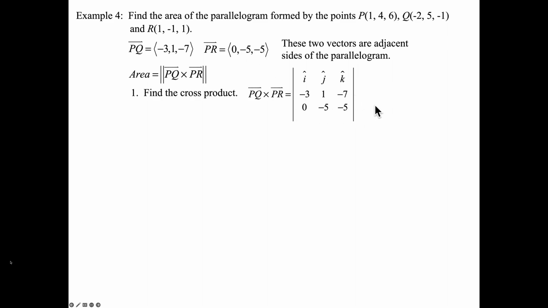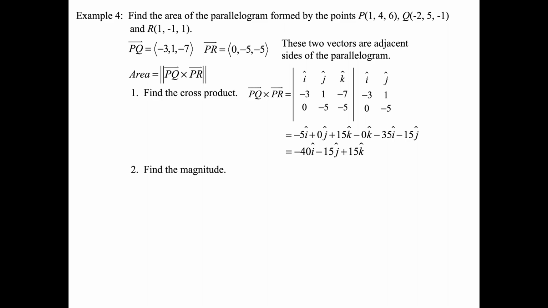Let's find it by the diagonal method. So i, negative 3, 0, j, 1, negative 5, repeat it out front. Downhill, i times 1 times negative 5, negative 5i. j times negative 7 times 0, that's 0j. k times negative 3 times negative 5, positive 15k. Uphill, 0 times 1, that's already 0k. Minus negative 5 times negative 7 is positive 35, so minus 35i. Minus the next uphill is 15j, so minus 15j. Combine everything together, we get negative 40i minus 15j plus 15k.